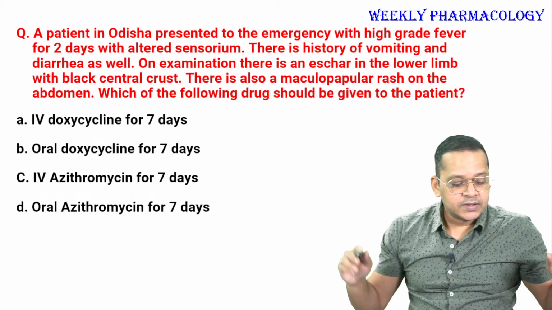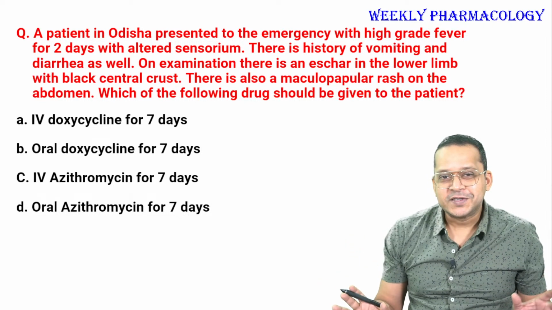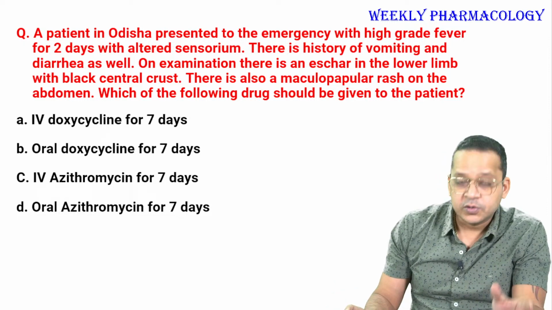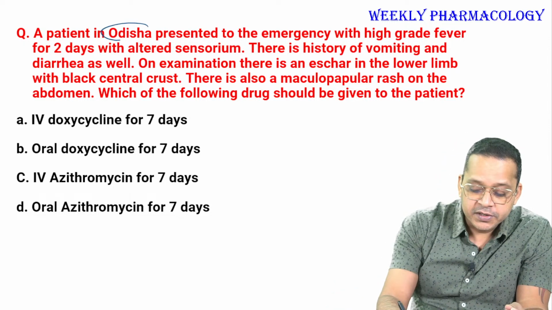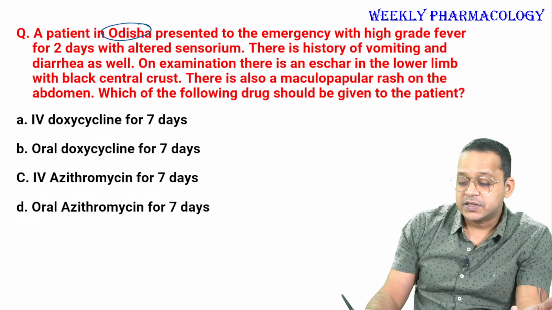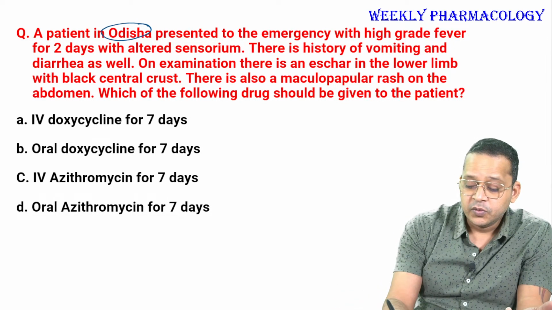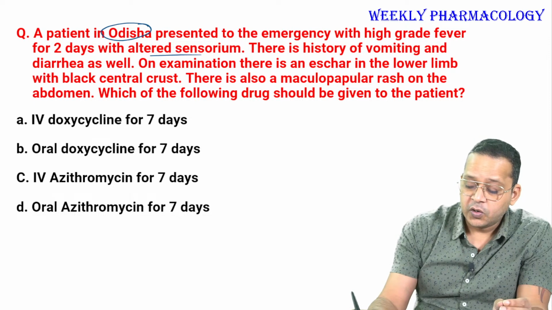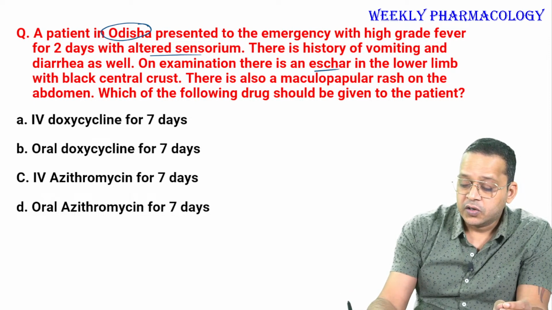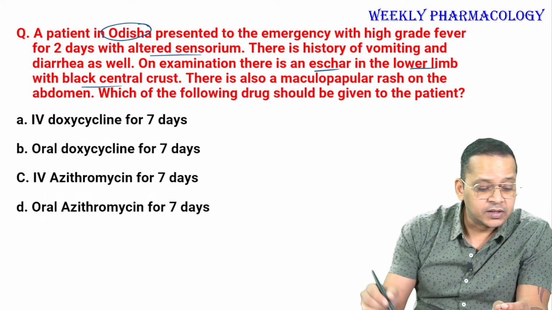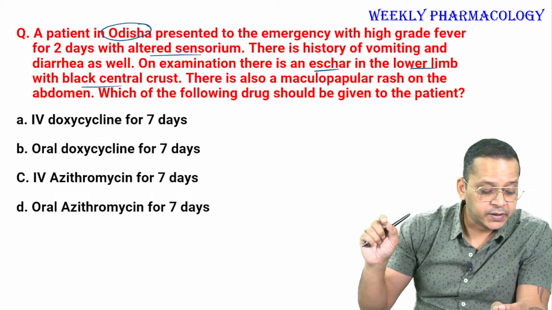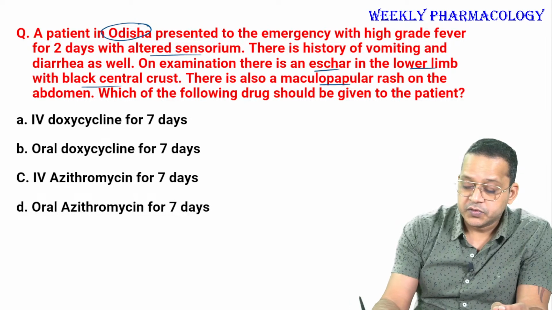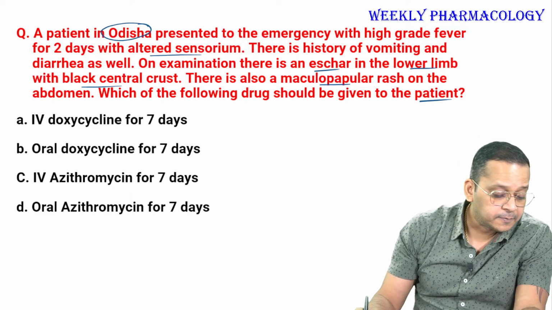All right, now let us talk about some current affairs going on in India and related to the state to which I belong, Odisha. A patient in Odisha presented to the emergency with high-grade fever for 2 days with altered sensorium. There is a history of vomiting and diarrhea as well. On examination, there is an eschar on the lower limb with a black central crust, and a maculopapular rash on the abdomen. Which of the following drugs should be given to the patient?